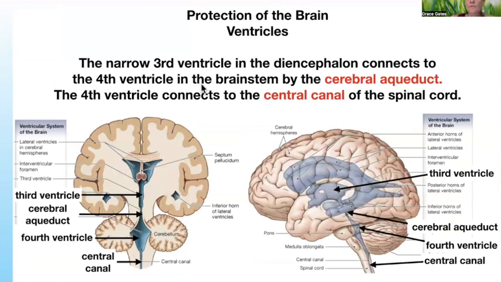The narrow third ventricle in the diencephalon connects to the fourth ventricle in the brainstem by the cerebral aqueduct, and the fourth ventricle finally connects to the central canal of the spinal cord.